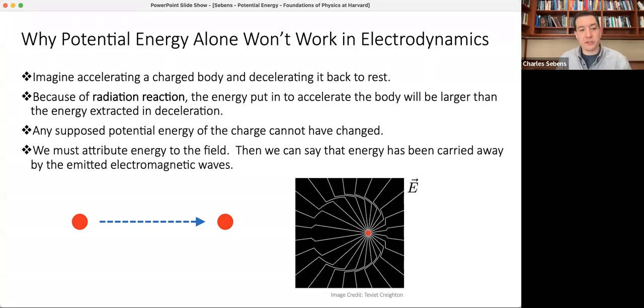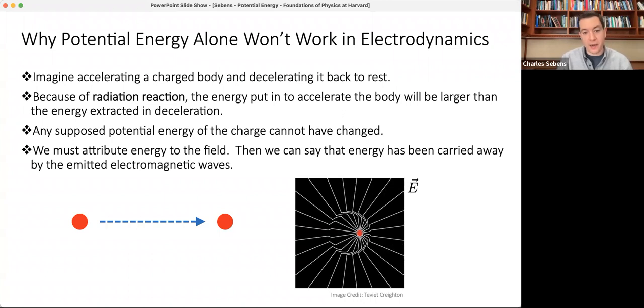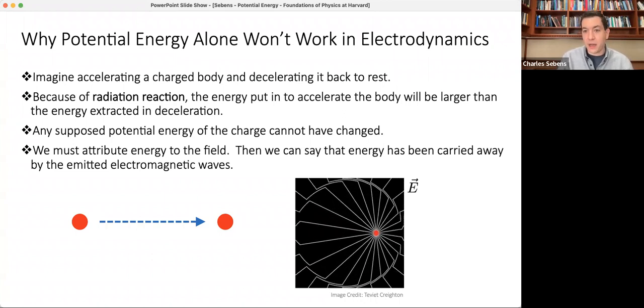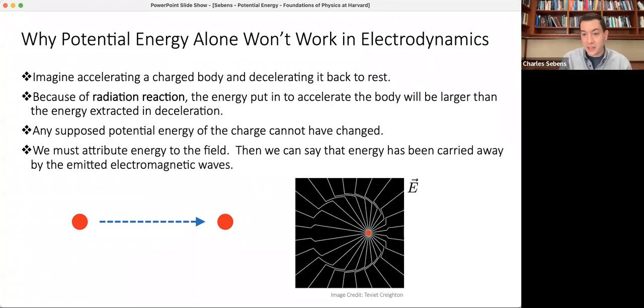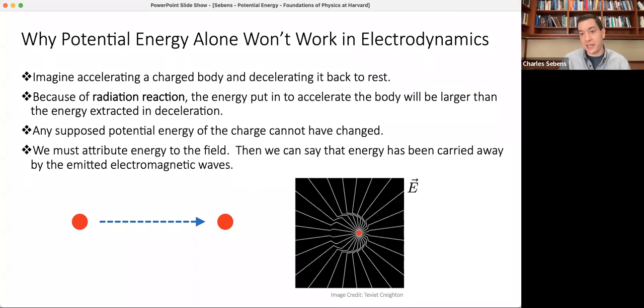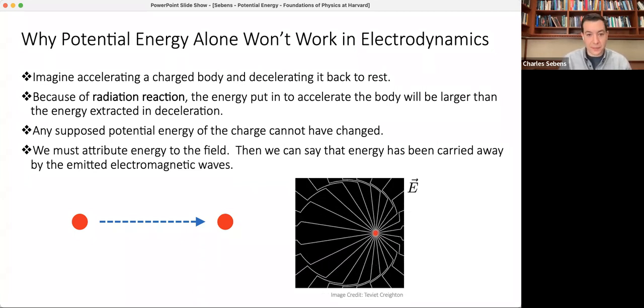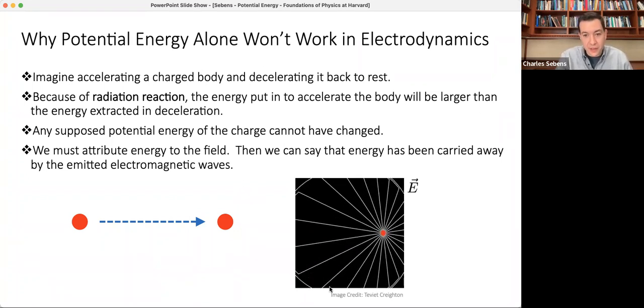But let me just say that if you attribute energy to the field, then we can say that energy has been carried away by the emitted electromagnetic waves. The reason why you don't get as much energy out at the end as you put in at the beginning is because this whole process has produced electromagnetic waves that are going off into space, and those are carrying away energy. Okay, but the only way we can say that these electromagnetic waves carry away energy is if we endow the electromagnetic field with energy.